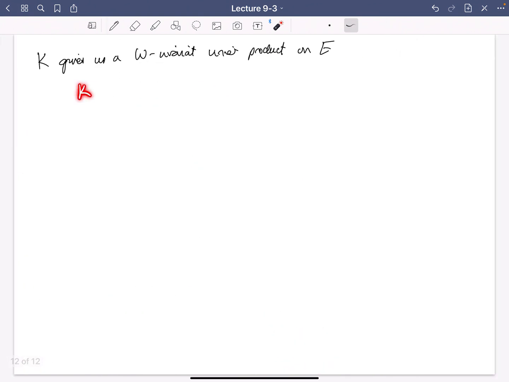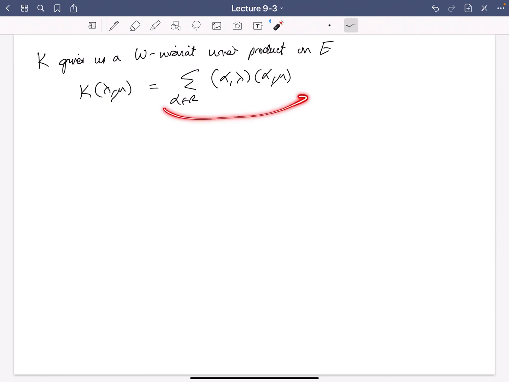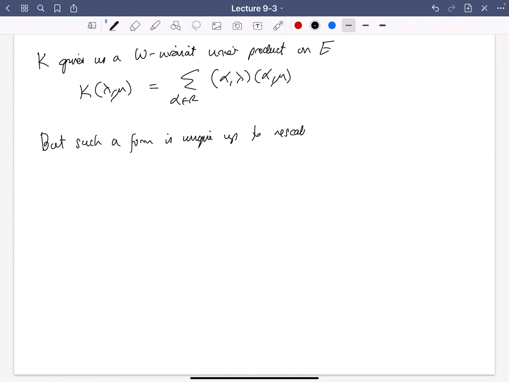It's just given explicitly in terms of the original inner product on E by this formula. Okay, let me write this. It'll be this form, the sum over alpha in R of (alpha, lambda)(alpha, mu). And if you're worried to see that this is W invariant, the original form on E was W invariant, and so it's easy to see from that formula that kappa is W invariant. But such a form is unique up to rescaling by some positive real number on each indecomposable component.